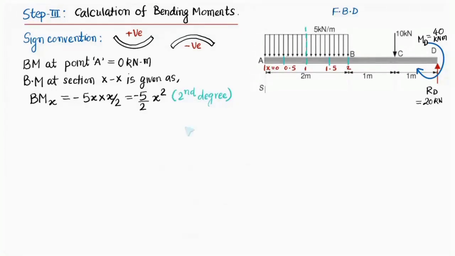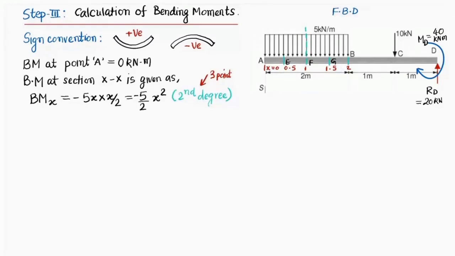Please remember, for a second degree curve we require at least 3 points in order to draw the curve. So here we are taking 5 points in order to get proper variation. I am going to get the bending moments corresponding to point A, point B, and these 3 points in between. Let me call this point E, this point F, this point G.